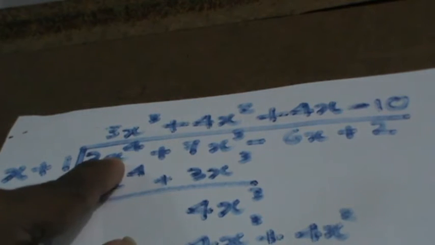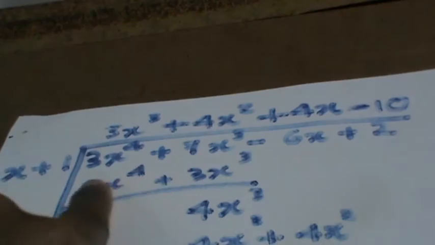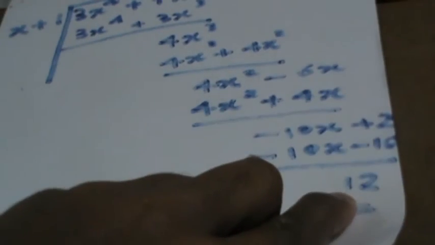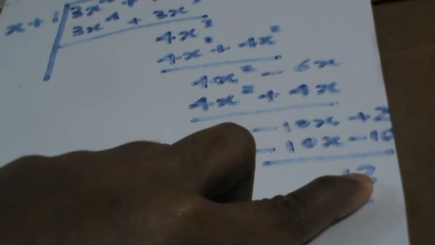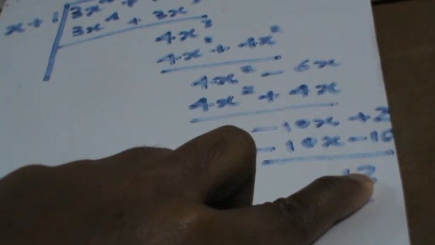Now you know that when I divide, let's take the same example, when I divide 3x to the power 4 plus 7x cubed minus 6x plus 2 by x plus 1, my remainder will finally be 12. But do we require to go through all these steps to find the final answer? That is the key to the remainder theorem.